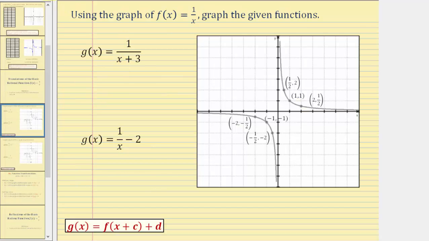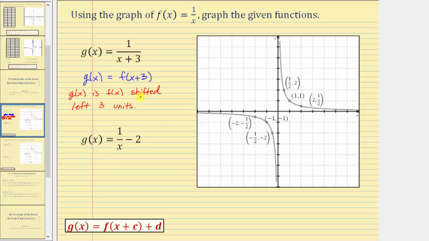So notice how here we can say that g of x is equal to, if we replace x with x plus 3, the functions would be the same. So we can say g of x equals f of the quantity x plus 3. Because we're adding 3 to the input x, this is going to shift the graph of f of x left 3 units. So we'll say g of x is f of x shifted left 3 units.